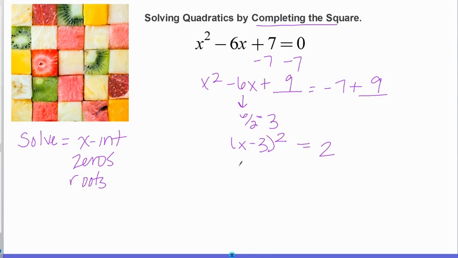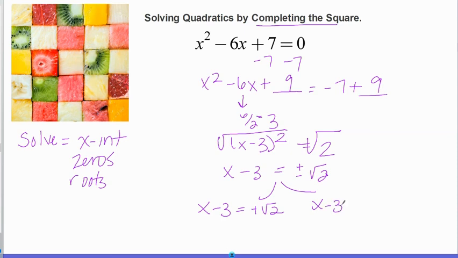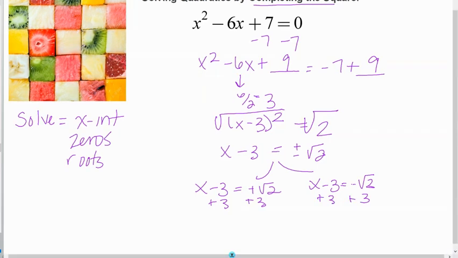And so this should look a lot like the problems that we've already done when they're already in vertex form and we're solving using algebra. So you need to square root both sides. Square root of 2, you can't reduce that any, so I've got x minus 3 on this side. This is where I break it into 2: positive square root of 2 and negative square root of 2. Add 3 to both sides. And we get x equals 3 plus the square root of 2 and 3 minus the square root of 2.